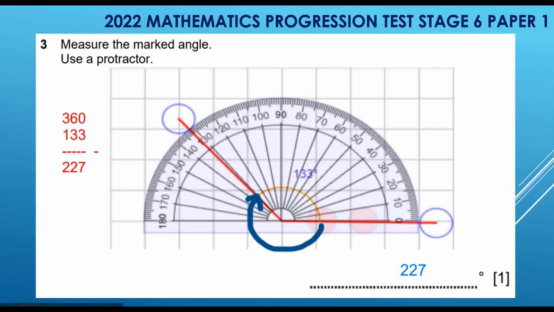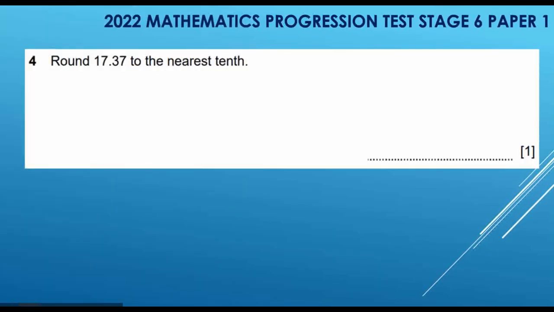Next number, question 4. Round 17.37 to the nearest tenth. Let's open the answer. It's 17.4.